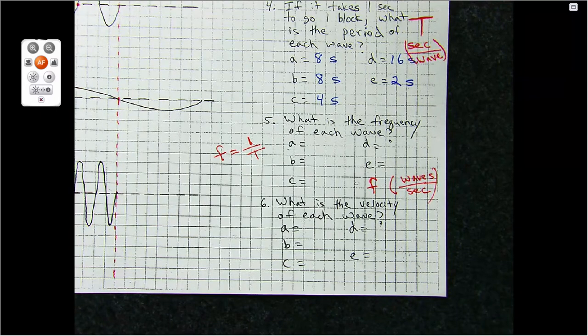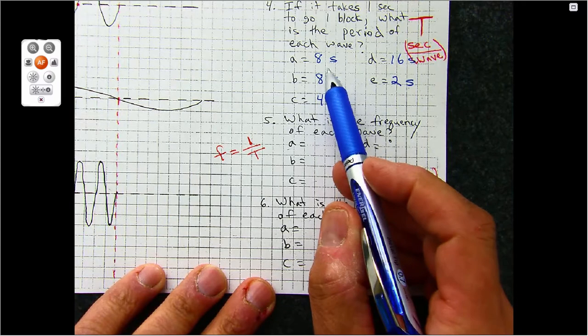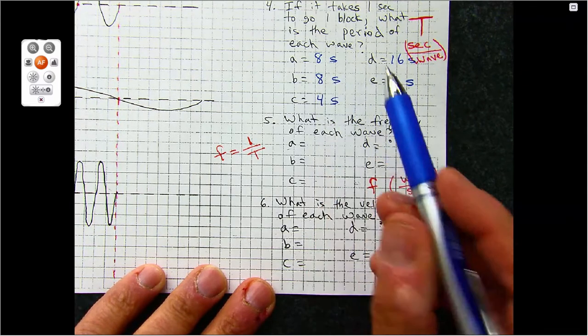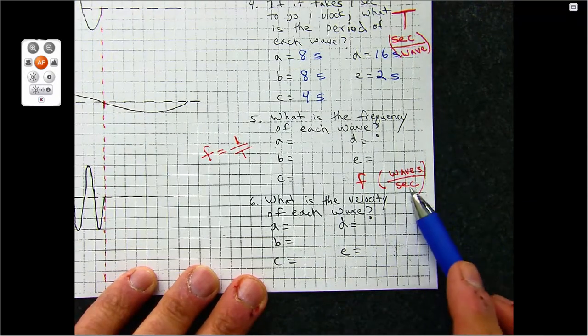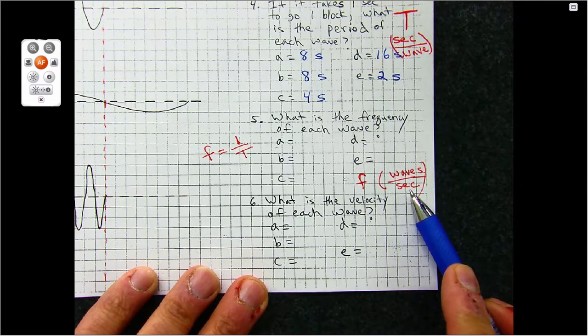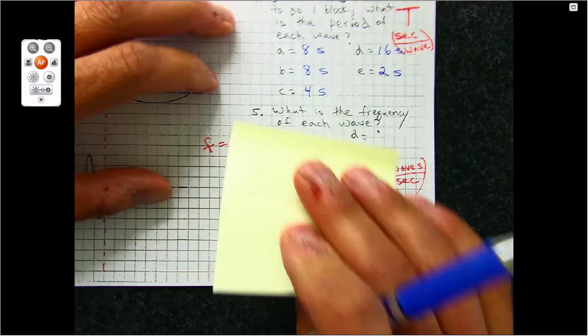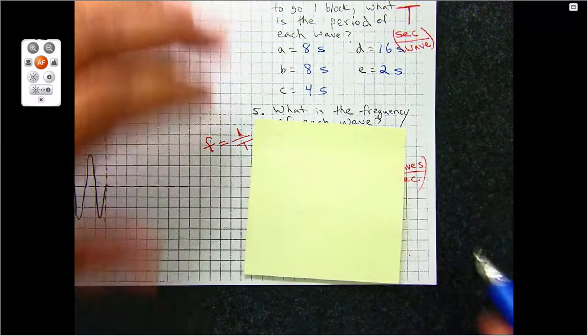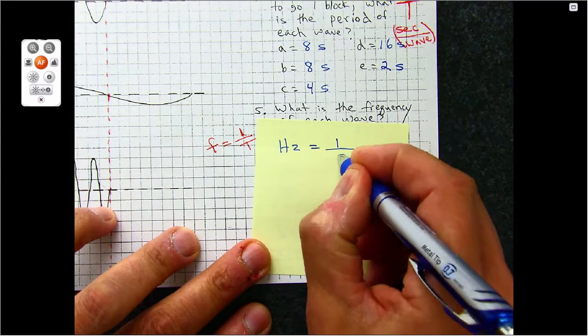So we can simply do 1 over my time up above, 1/8 of a second. But let's talk about the unit. It's waves per second. The unit of frequency is in hertz. So hertz is 1 over seconds.